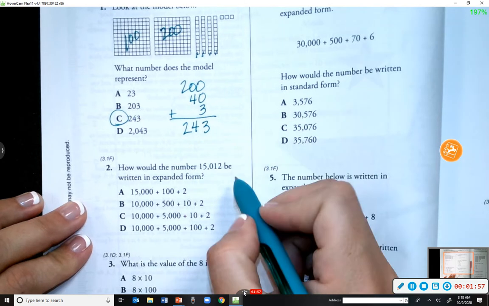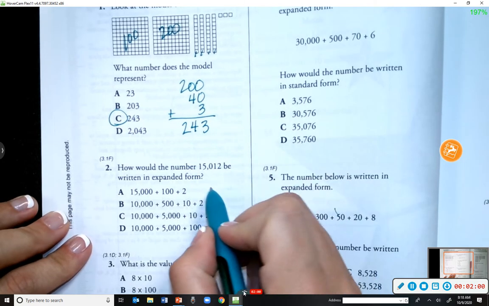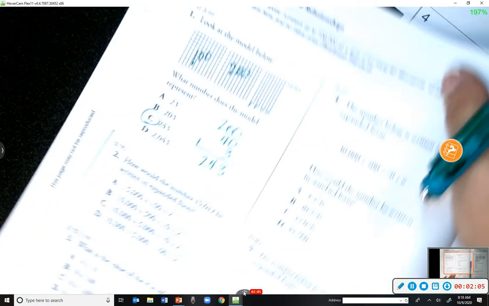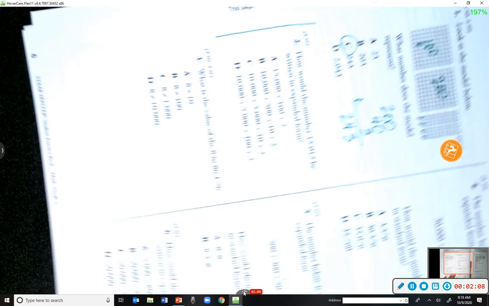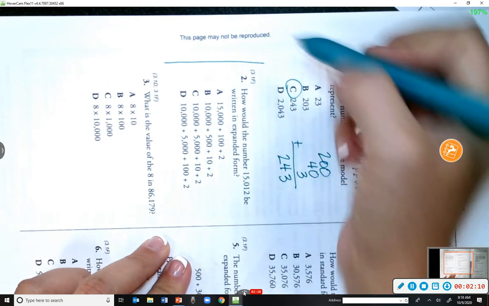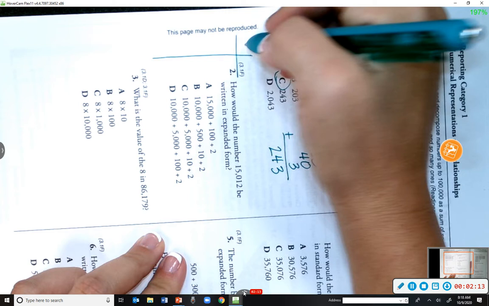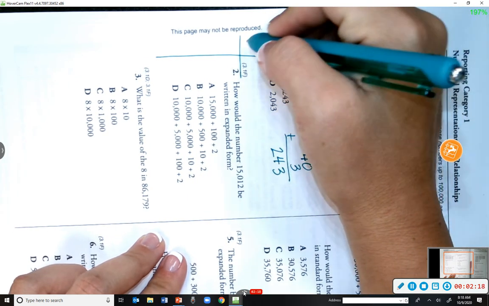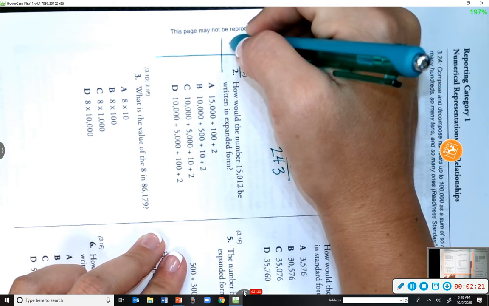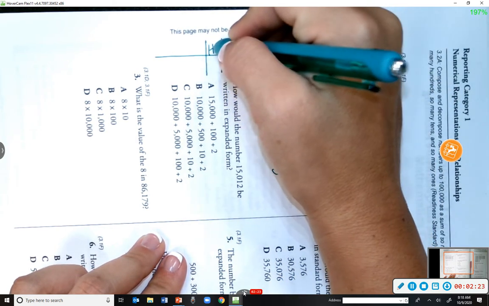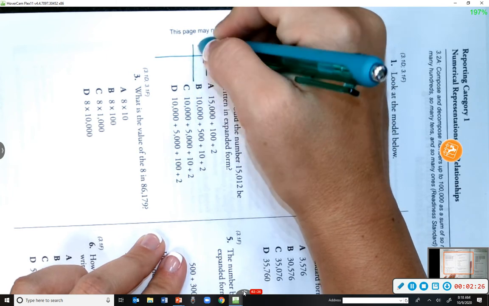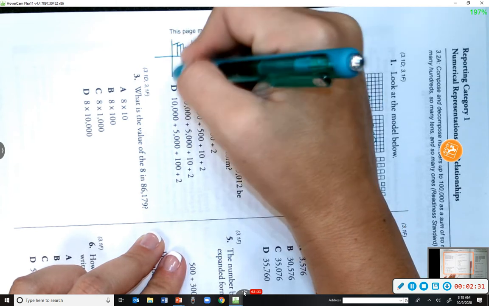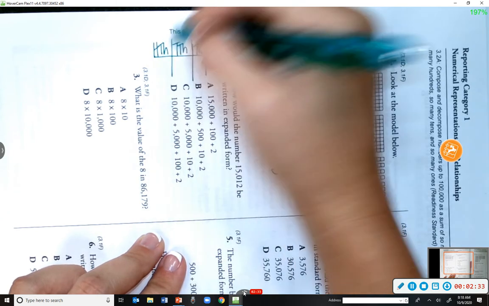I want you guys to practice drawing a place value chart. So we could go over to the side. I'm going to turn my book sideways for you guys. You should be doing this with me. And we're going to label our place values. What comes first in our place value system? Ones. Next is tens, hundreds, comma, thousands, 10,000s, and then 100,000s. Okay?